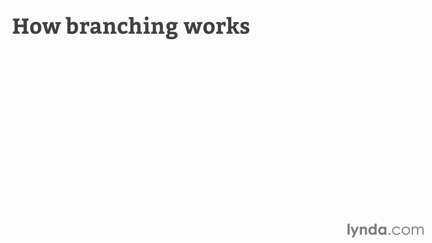Branching is an incredibly important concept in Git because it allows you to endlessly experiment, fix, or modify your project without worrying about messing up the main version of it. Now, here's how it works.